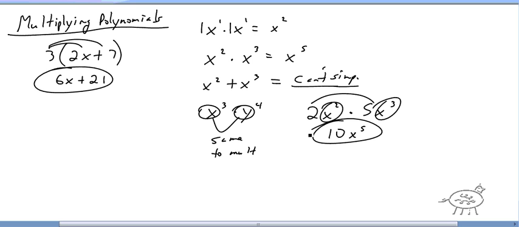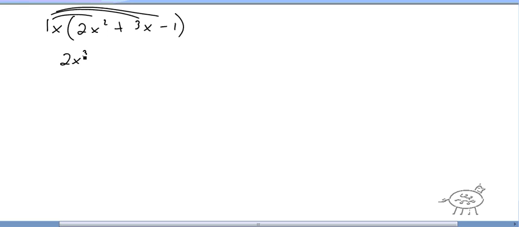All right. So let's do a few more distributing problems that have variables involved here. If I have x times 2x squared plus 3x minus 1. Again, this is a 1 in front of here, but you're basically distributing to all 3 of these terms. So 1x times 2x squared is 2x cubed. 1x times 3x is plus 3x squared. And 1x times negative 1 is minus x.